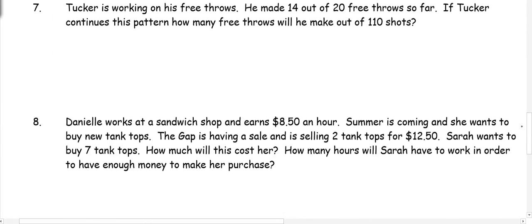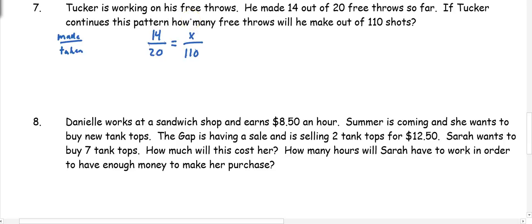Number 7, Tucker is working on his free throws. He made 14 out of 20 free throws so far. If Tucker continues this pattern, how many free throws will he make out of 110 shots? So we're comparing how many shots he's made out of taken. So far he has made 14 out of the 20 he's taken. If he shoots 110 free throws, how many total free throws will he make?